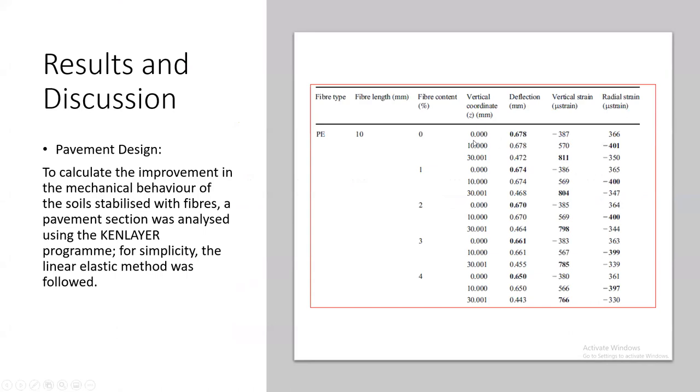You can see that using the PE with the fiber content, the deflection was 0.678. However, that deflection has been reduced with increasing the fiber content. Also, the vertical strain, you can see it has been reduced. We can say that it is improved, yeah?